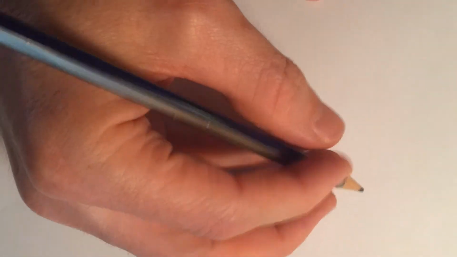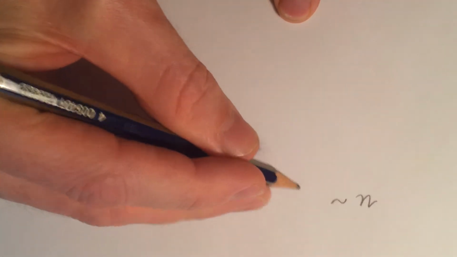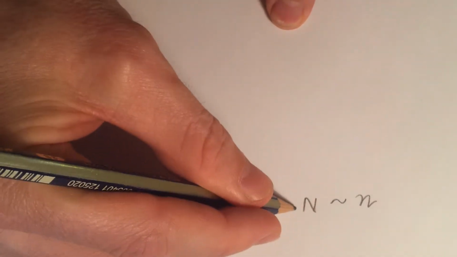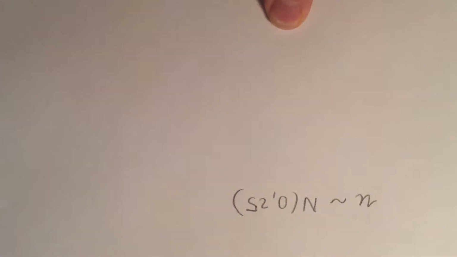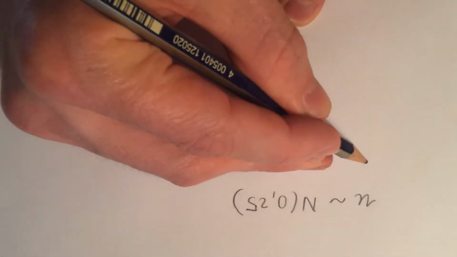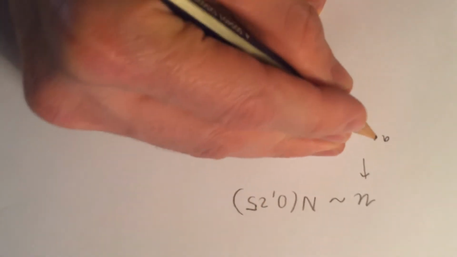This is a video solution for the second question in the week 2 practice questions. Question 2 presents us with this U tilde N(0, 25), and we're asked to say what this means in plain English. Well, the U is a random variable.